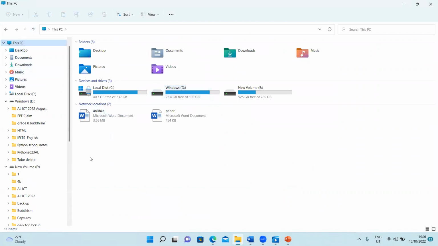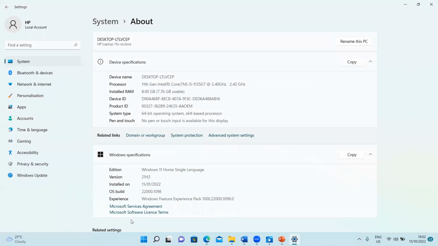Everyone go to This PC, right click and go to Properties. Those who have Windows 11, click Show more options. Others, Properties. Everyone come to this page. This PC's properties, you can figure out the machine properties. Quickly come to this place.